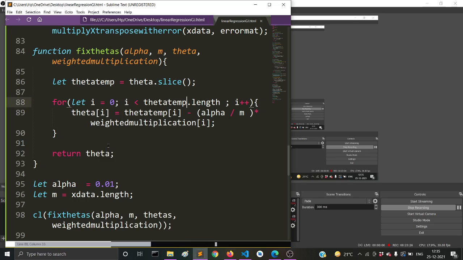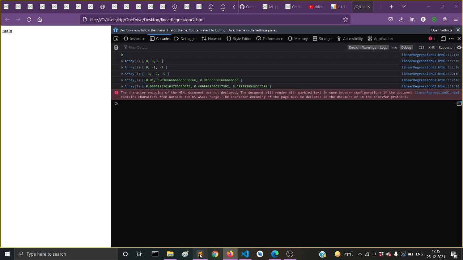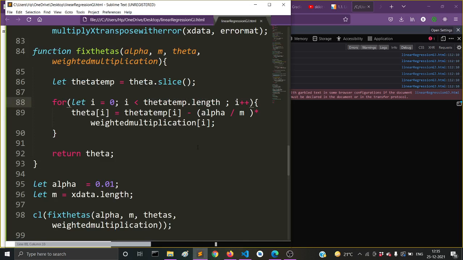Okay, I have talked about the simultaneous update also, so this is what we are doing. To implement the simultaneous update means that we don't iteratively change the next theta according to the previous theta, but we change each particular theta according to its previous state, because of this gradient descent iteration.